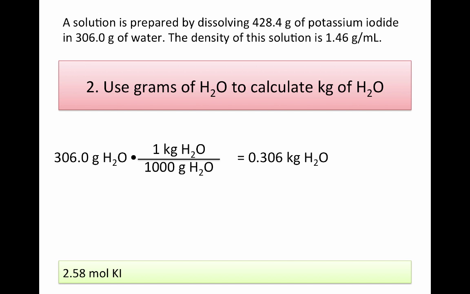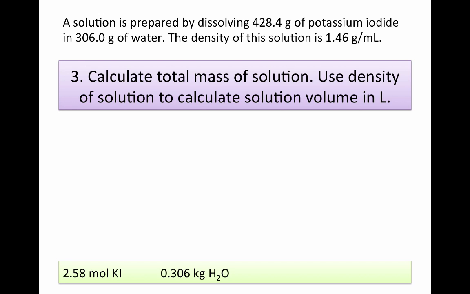Again, we're going to use the conversion factor, where 1 kilogram of water is 1,000 grams of water. So that tells us that we have 0.306 kilograms of water. Again, storing that down on the green bar for later. Now we come to step 3. We're going to calculate the total mass of the solution, because we want the total volume of solution.